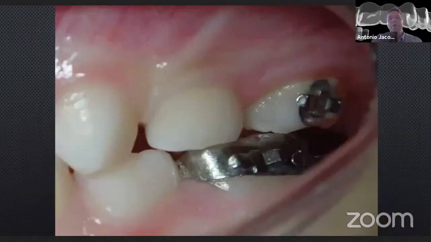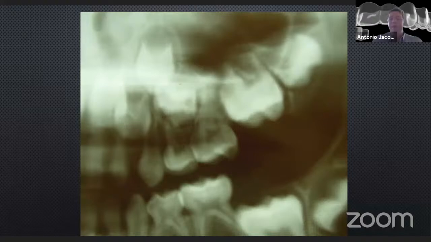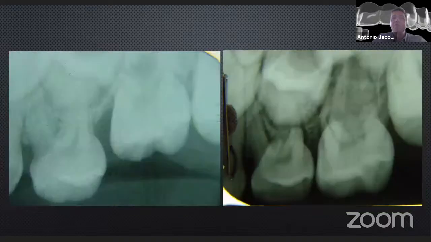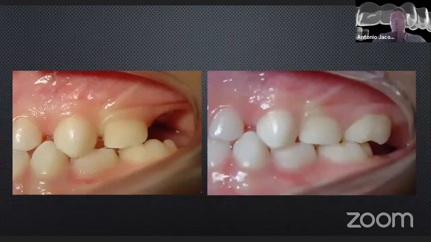So I wanted to finish my presentation showing this case, because if we have the right time to make the right diagnosis, we can accomplish very nice results. So this is the initial and the end of the treatment with the eruption of an ankylosed second molar.